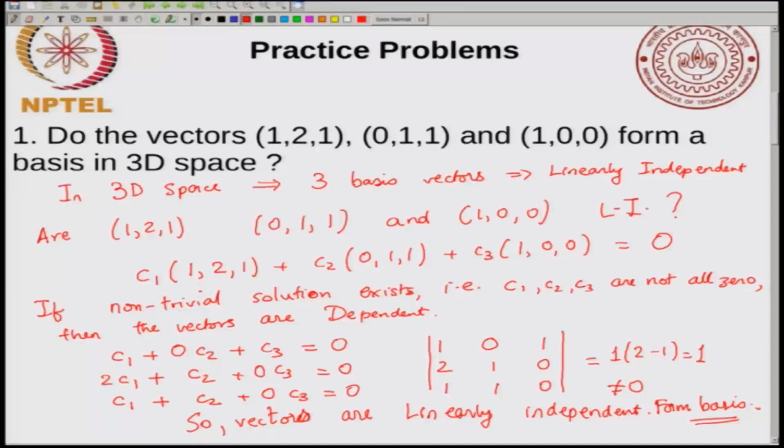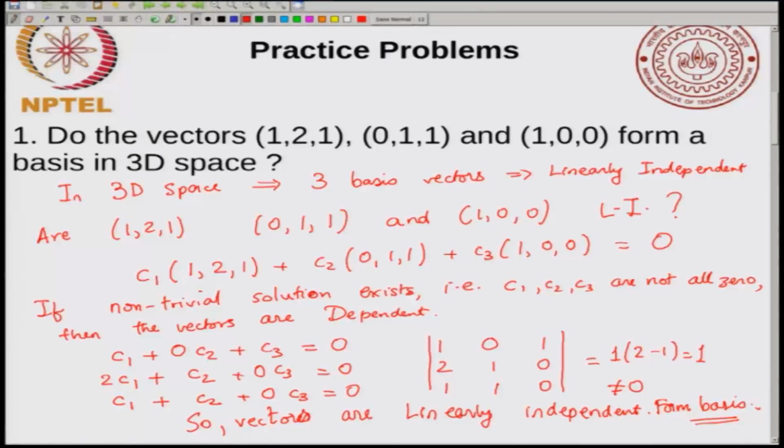Just to recap, we wanted to check whether these 3 vectors are linearly independent. So, you write the condition for linear independence, and you will find that if this determinant is 0, then the vectors are linearly dependent. If it is not equal to 0, then the vectors are linearly independent. That means you cannot write one as a linear combination of the others. And if you cannot, then these vectors will form a basis.